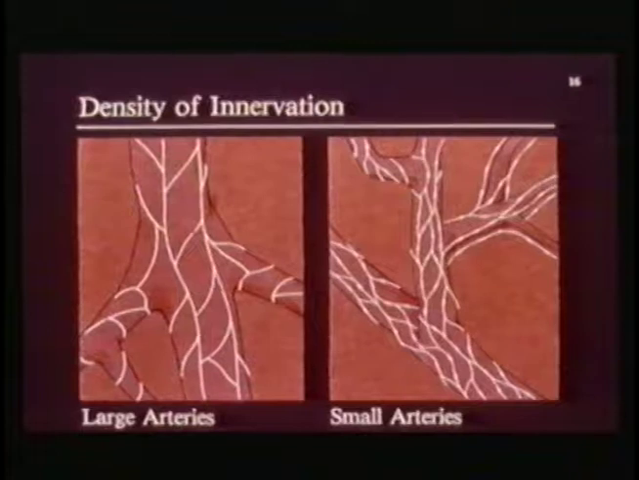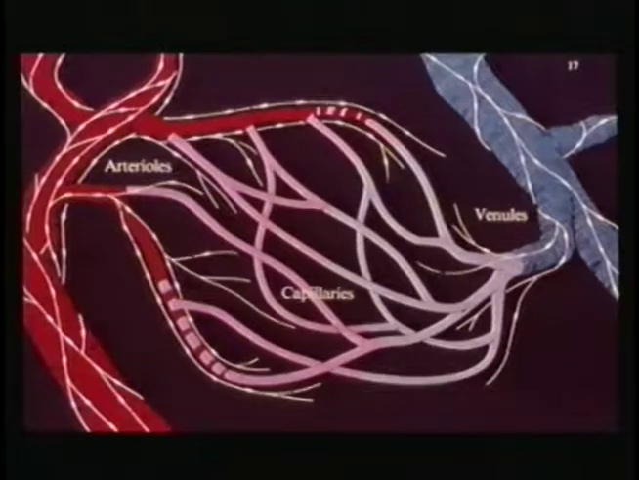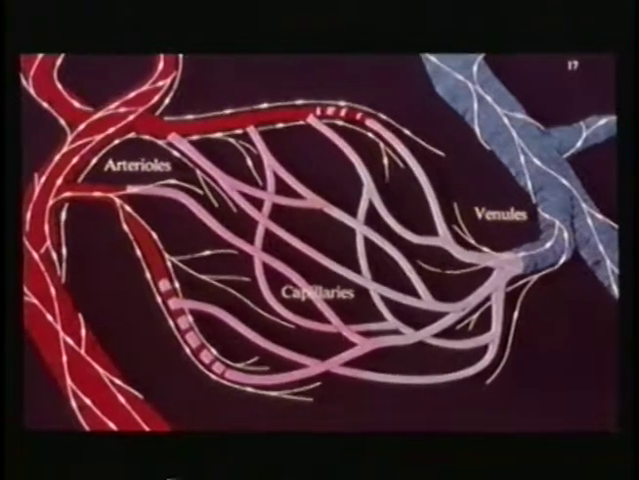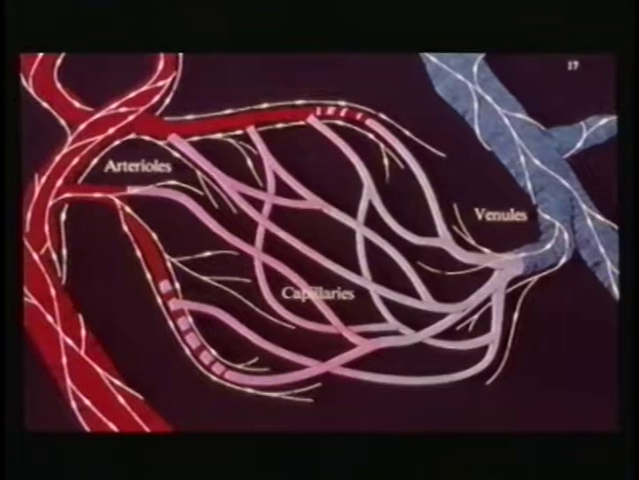The density of innervation varies among different types of blood vessels. Large and small arteries are densely innervated. Arterioles and precapillary sphincters are less densely innervated. Although nerves are found in the capillary region, their role is not clear. The capillaries themselves are not innervated. The innervation of venous vessels is generally sparser than that of the arterial network. Cutaneous veins, however, are a notable exception to this general rule.